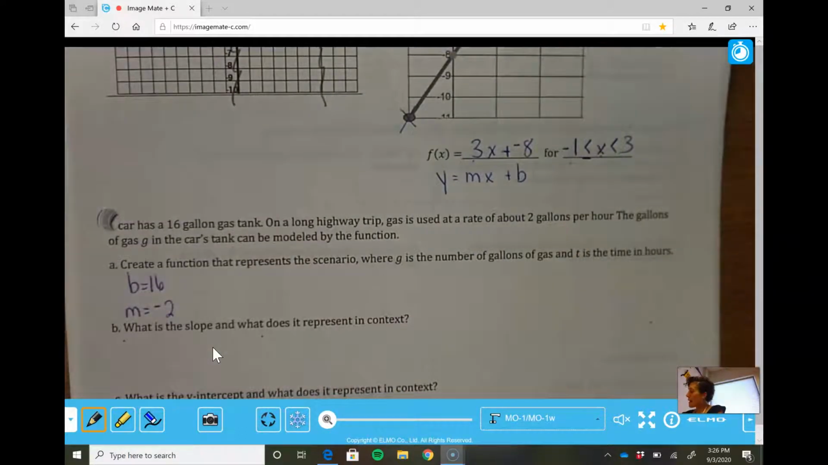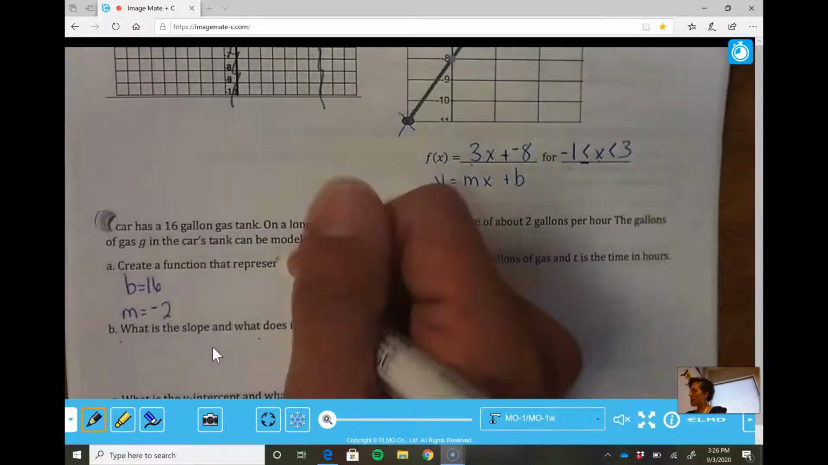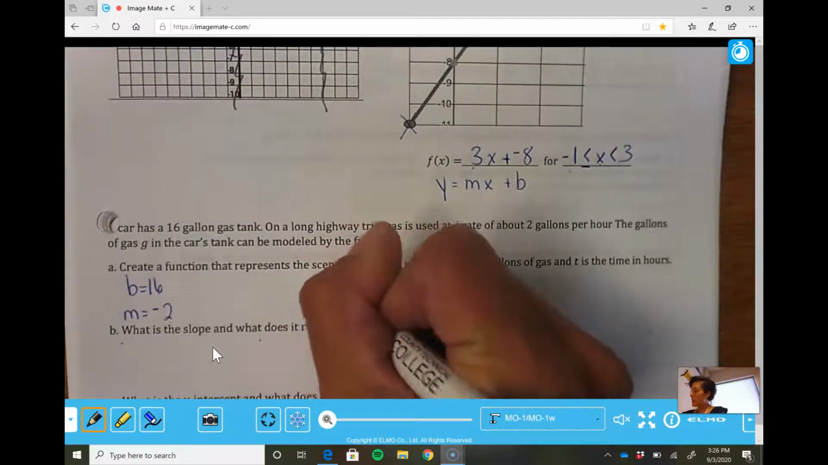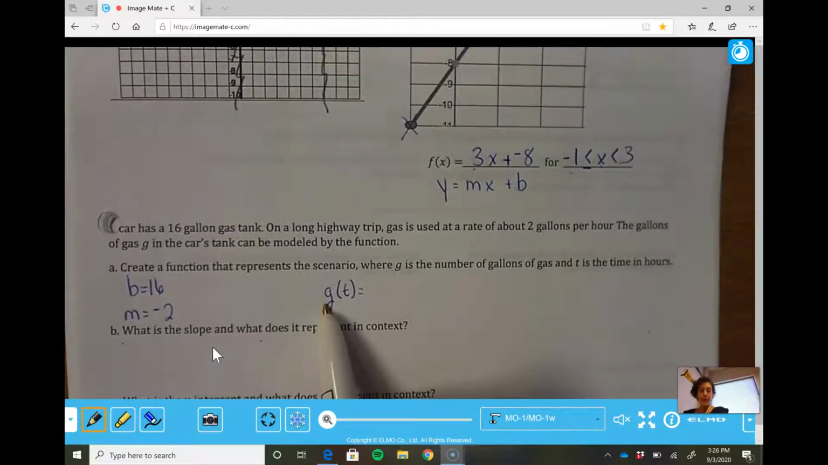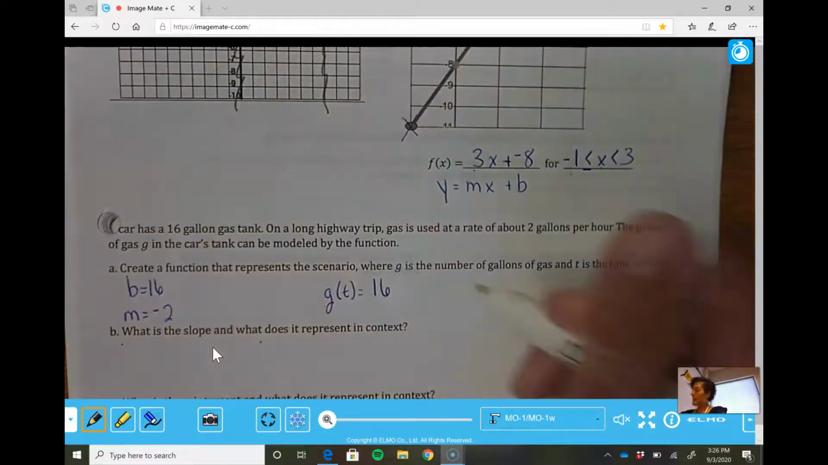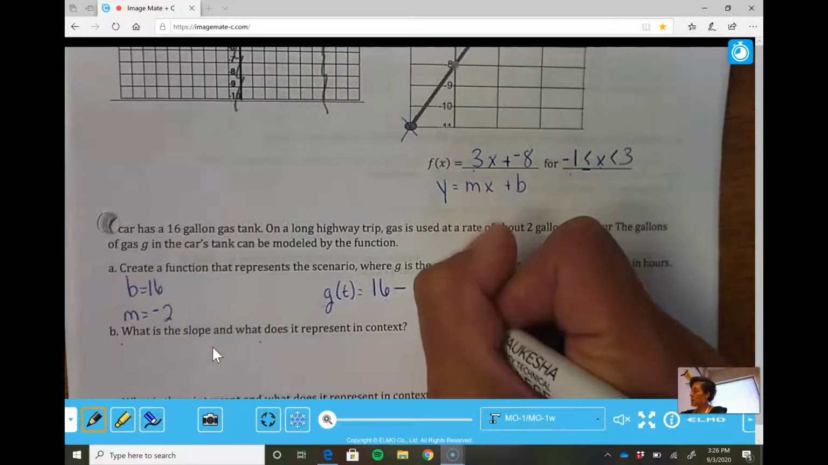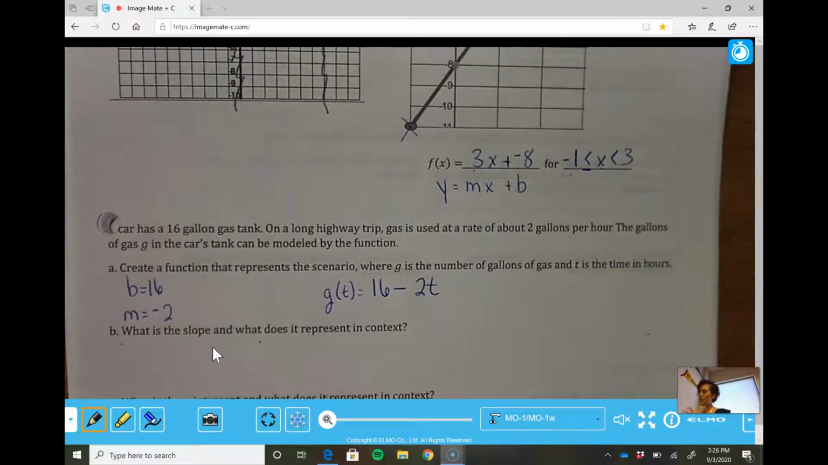So the way you could think about this is they want G to be gallons, and T is the time in hours. So instead of f of x, I'm going to do G of t, like this. All right? The number of gallons depends on the time. Time is your independent variable, that's your x. G is your dependent variable, so that's your y. So I like to write it this way. I start out with 16 gallons, and then I lose 2 gallons every hour. So now that we got the equation, we're going to answer the rest.